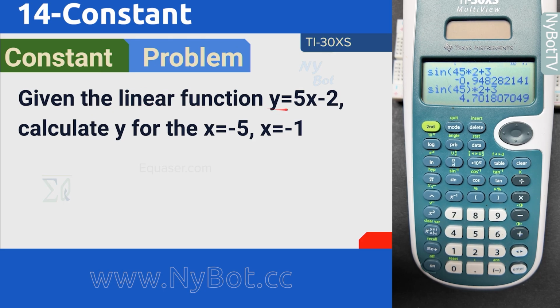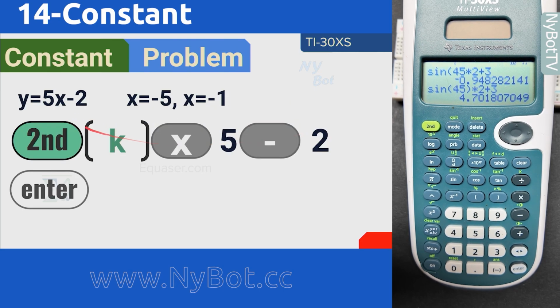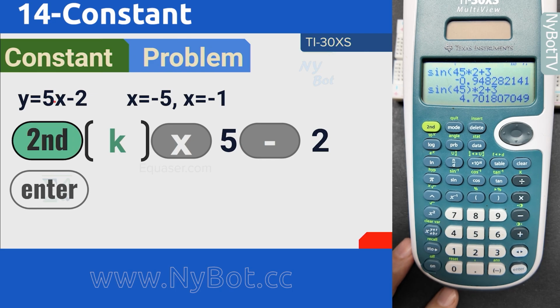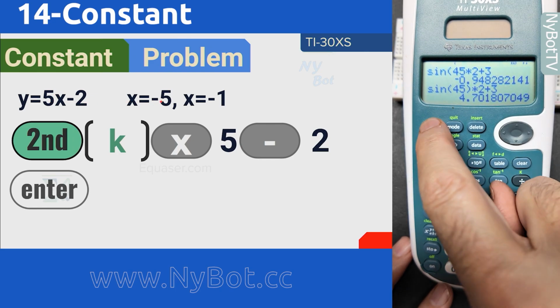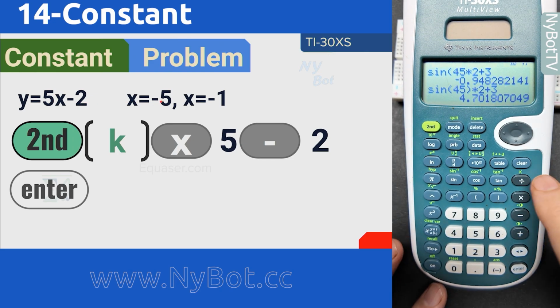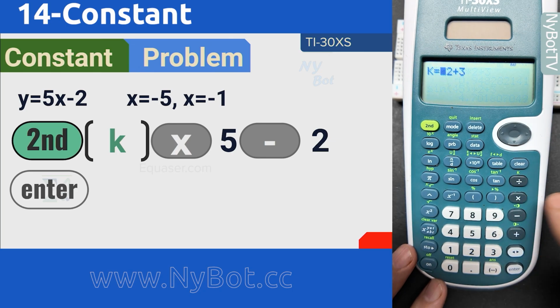Given the linear function y equals 5x minus 2, calculate y for x equals minus 5 and x equals minus 1. So this is our function and these are the values. Second function K. Second function K. And let's clear it and enter this value.